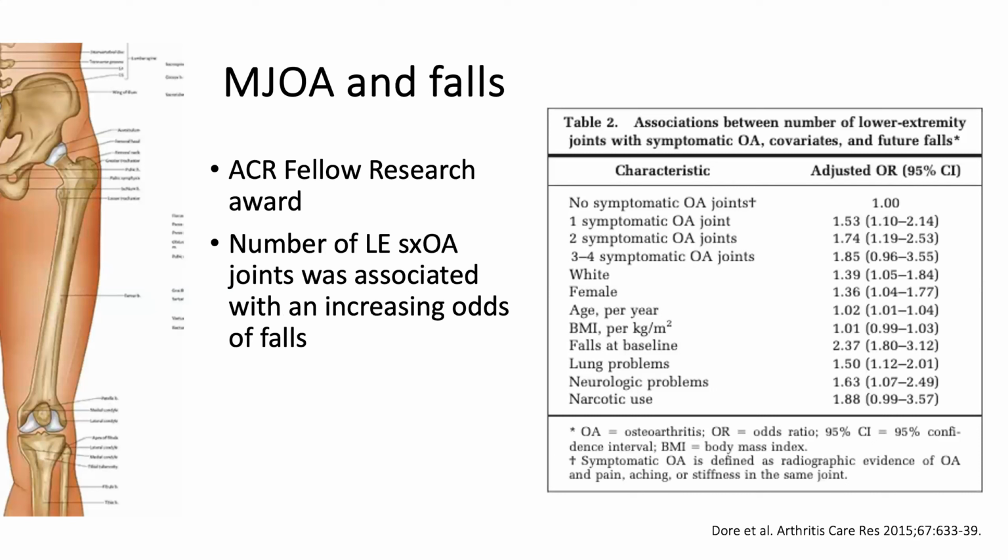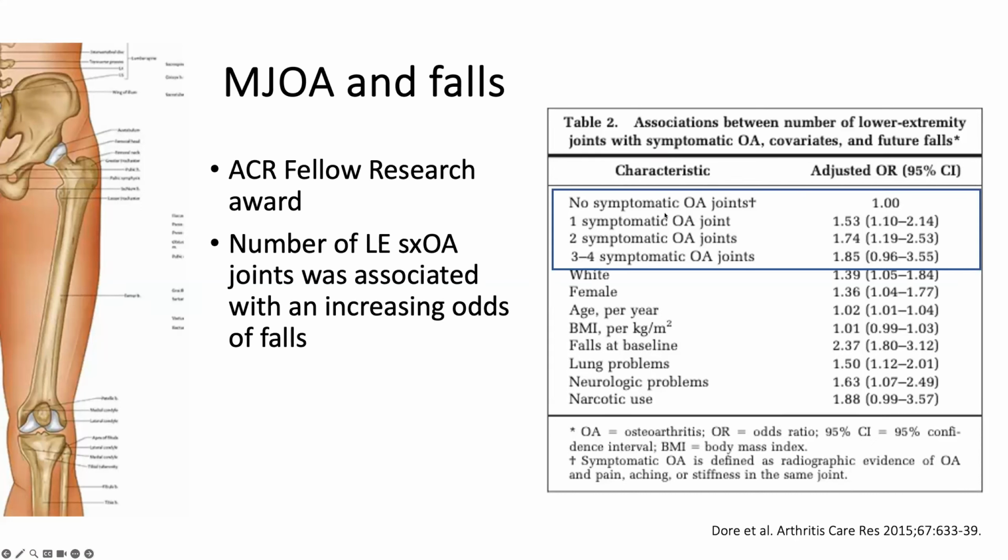I mentioned other outcomes. So we talked a little bit about physical function and general health. We might think about falls, right? So if people have multiple joints involved in their lower extremity, maybe they're more likely to fall. And so one of our fellows several years ago now looked at this to see how many lower extremity joints individuals had in Johnston County and whether they then had an increased risk of falling. And this is the table from this paper, citation at the bottom.